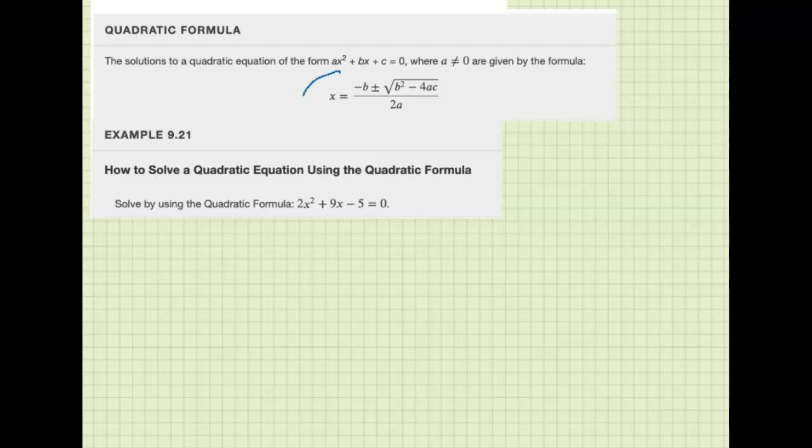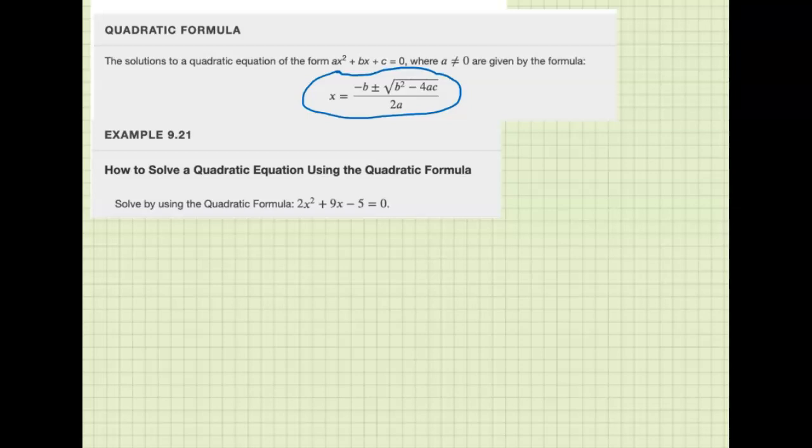So the quadratic formula is right here. It's good to have it in front of you. If you memorize anything in math, the quadratic formula is a good one to have in the back of your head somewhere. So it says x equals negative b plus or minus square root of b squared minus 4ac, divided by 2a.